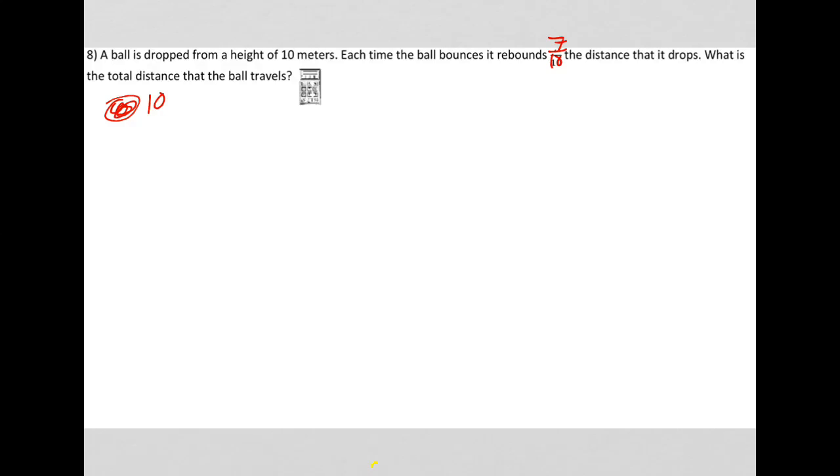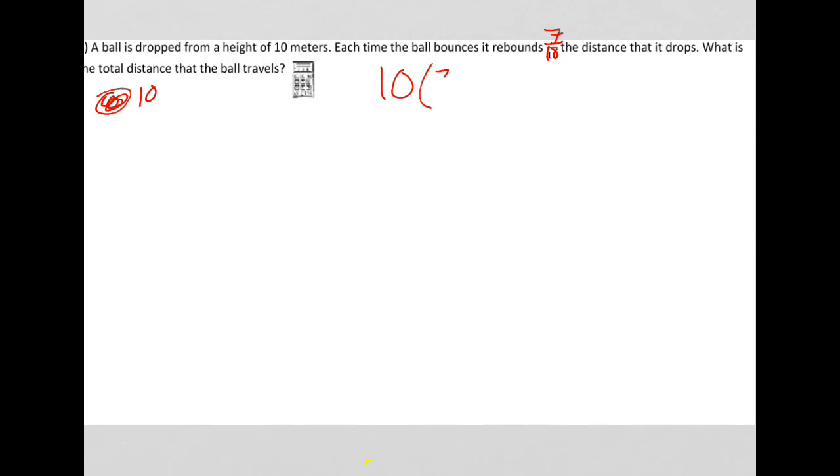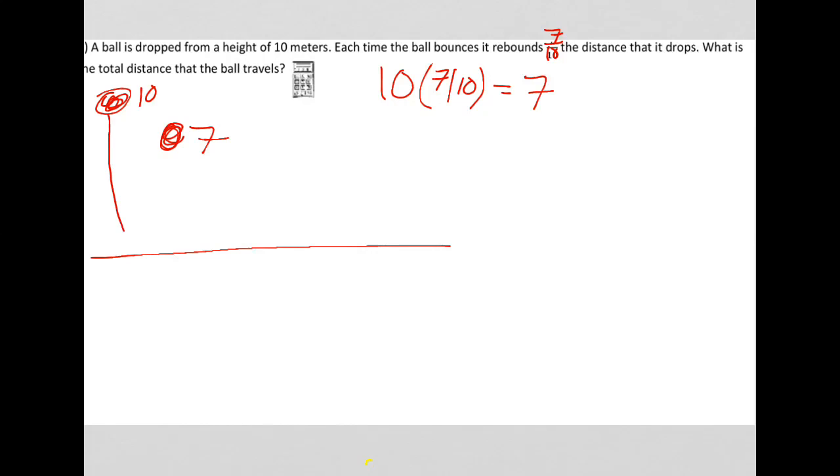So think about what that means. If it rebounds 7/10 the distance it drops, it means on the second height, it's going to go from that height of 10, it's only going to go 7/10 of that height, which is 7. So my second term then is going to be 7. So let's say here's my ground. Here's the ball. Think about what it's going to do. It's going to go down. It's going to bounce back up to a new height of 7.